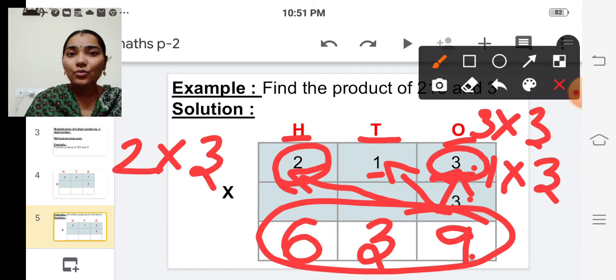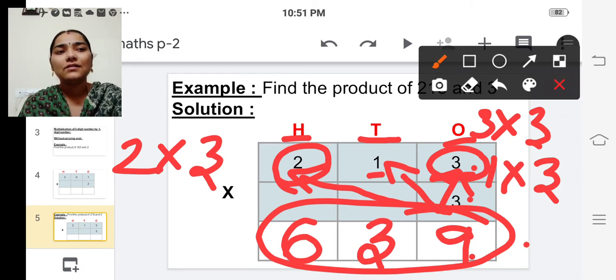So be thorough with the multiplication tables. Okay, then only it will be very easy for you. Daily you revise all the multiplication tables. Then only you will remember. Okay, children? Is it clear? Have you all understood, children? So, shall we move on to the next one?